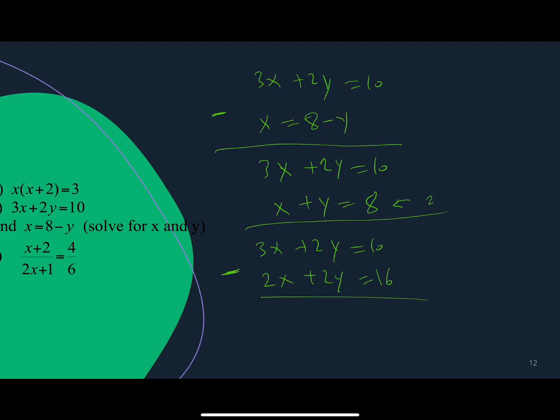And now we can subtract, because 3x minus 2x is x, 2y minus 2y goes away, and then x will be 10 minus 16, which is minus 6. Let's apply it in the above equation just to find the value. So x, we know it's minus 6, plus y equals 8. That means y equals 14.